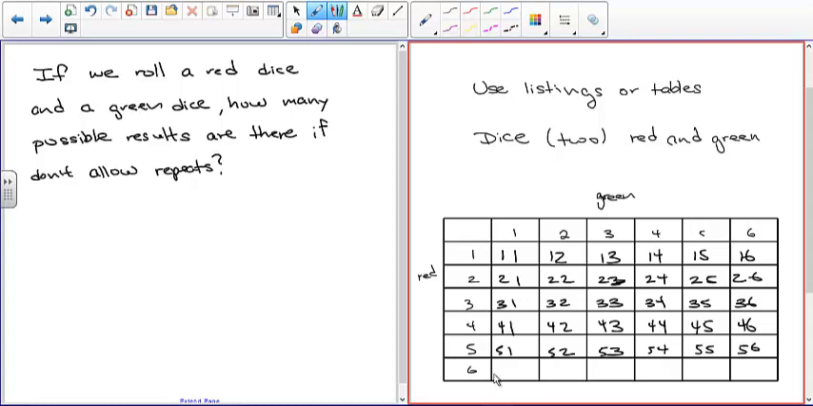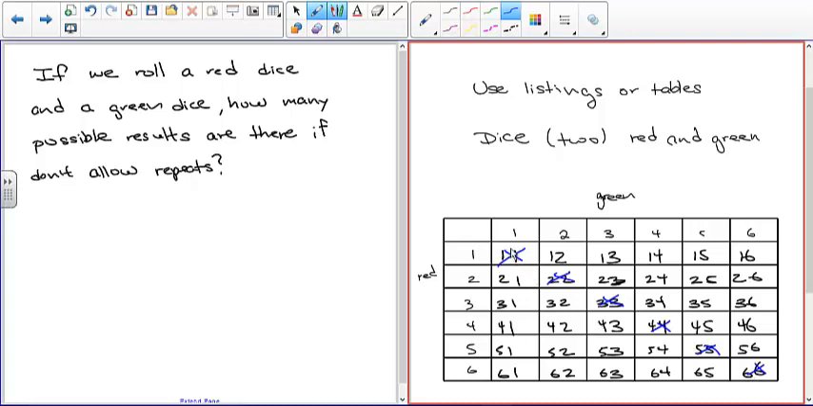And the final one. So these are all the possible combinations of red and green dice. Okay, so those are all the possible ones. Now, how many possible results are there if we don't allow repeats? So these are the ones that I don't count. These are repeats.